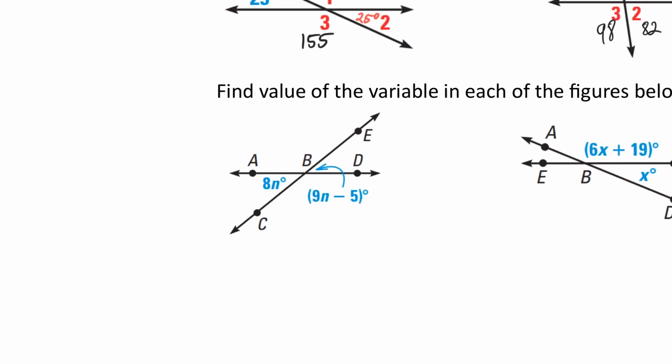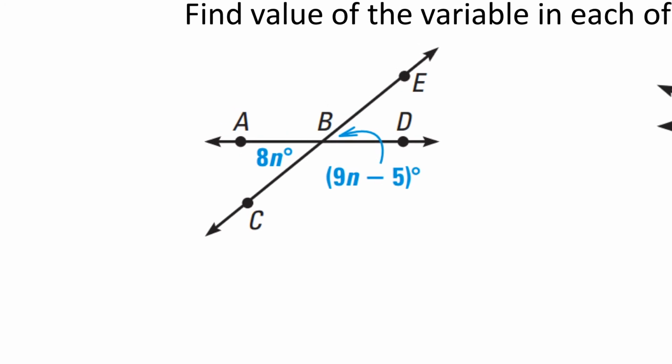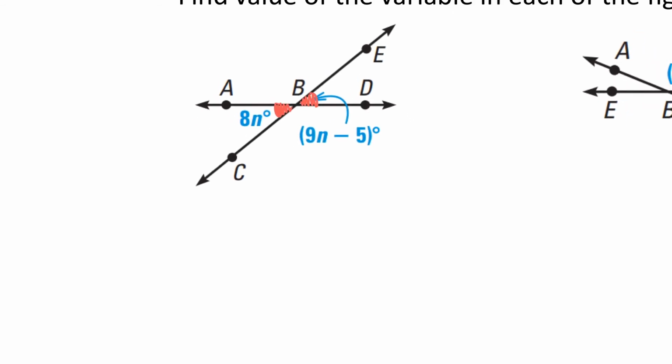Okay. At the bottom here, we're looking for the value of n. So what's up with these two angles right here? They're vertical, so what do I know about those? They're congruent. So 8n equals 9n minus 5. And solve for that. And so n equals what? 5.